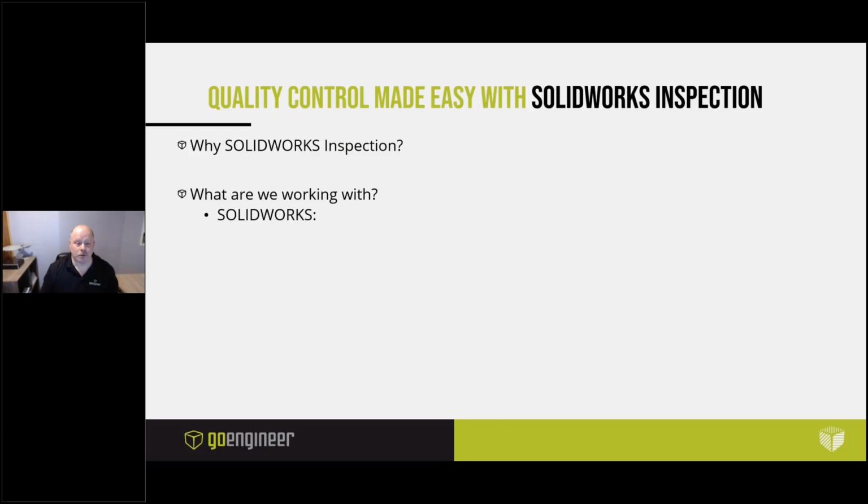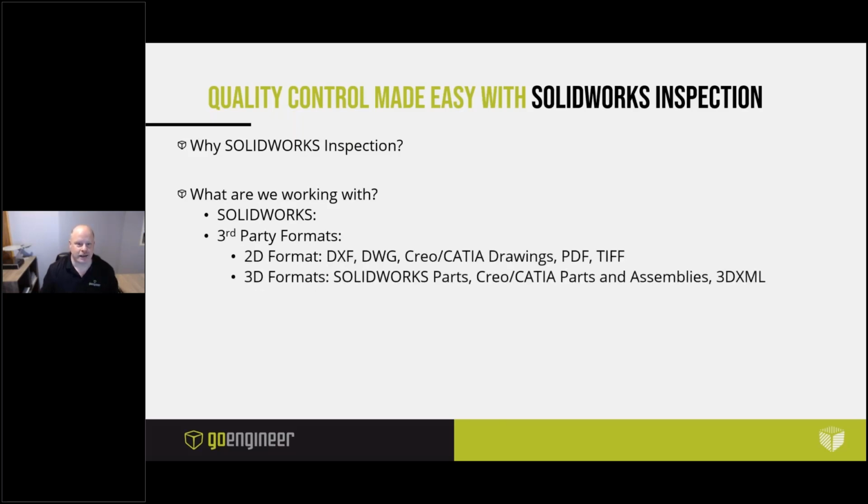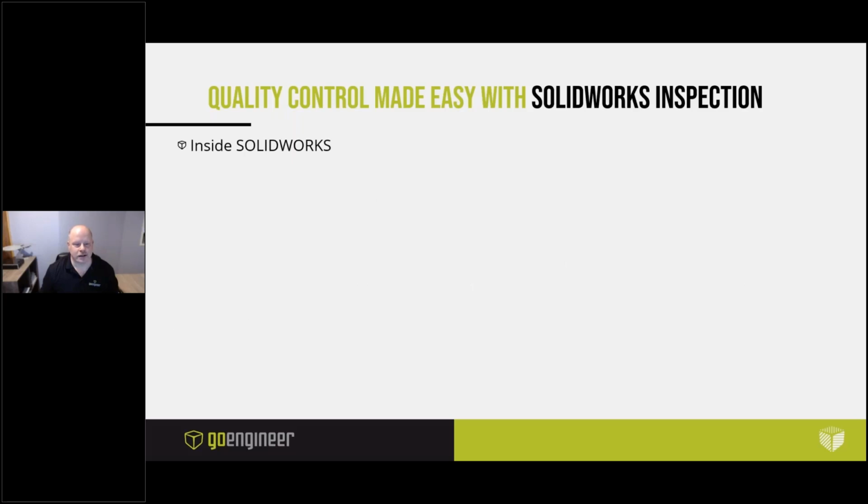If we happen to be working with SOLIDWORKS, that's great because we can use existing SOLIDWORKS drawings and models to create our bill of characteristics for our quality documentation. Even if we're not working with SOLIDWORKS, we can easily use a variety of different 2D and 3D formats, including CATIA and Creo drawings, parts, and assemblies. Regardless of what format we're working in, SOLIDWORKS Inspection will easily speed up our quality control processes. So let's take a look at how the software works inside of SOLIDWORKS.